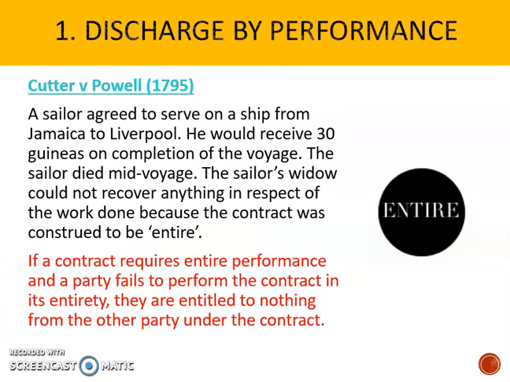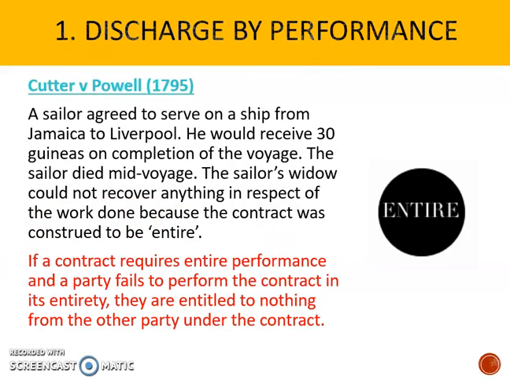The general rule on discharge by performance comes from the ancient case of Cutter and Powell from the 1700s. In this case, a sailor agreed to serve on a ship from Jamaica to Liverpool, and he was to receive 30 guineas on completion of the voyage. Unfortunately, our sailor died mid-voyage, and his widow was trying to claim some of his wages for the part of the journey that he had completed. The court said that the widow couldn't recover anything because the contract was construed to be entire, and because he'd only done half of it, he was entitled to nothing.